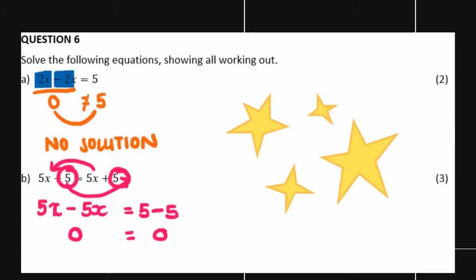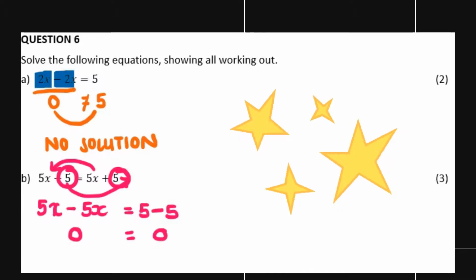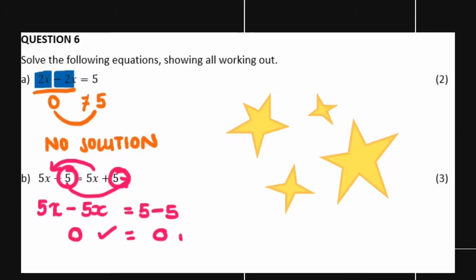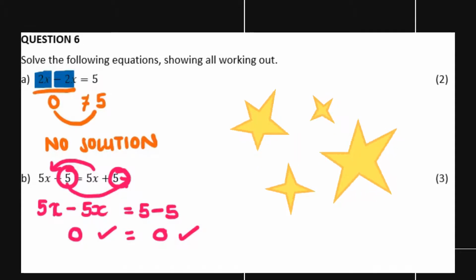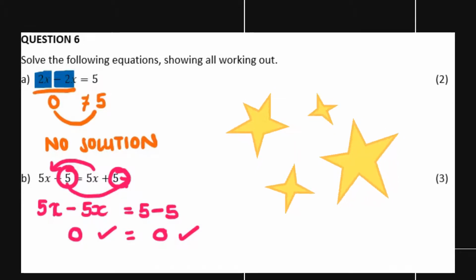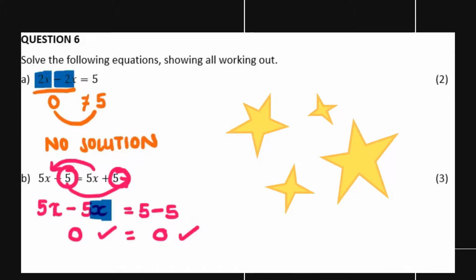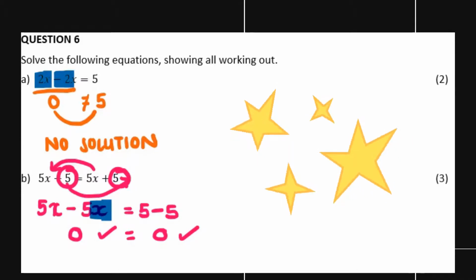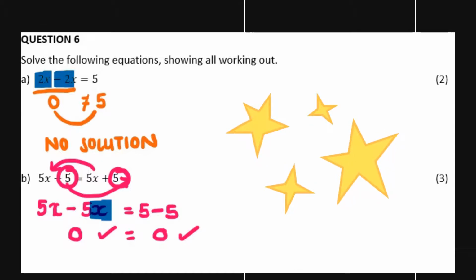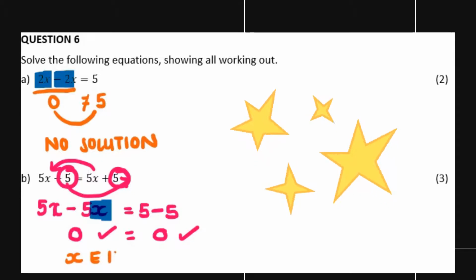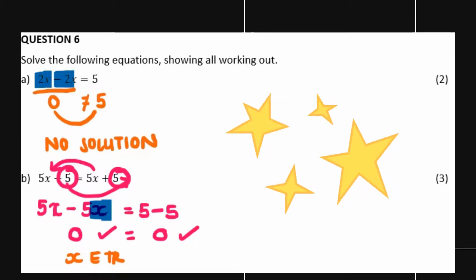Here again, the variables cancelled out. But the statement is true because 0 is equal to 0. When this happens, we know that the variable that we used within the equation, in this instance x, can be any value. So, for your final answer, you would write that x is an element of the real numbers.